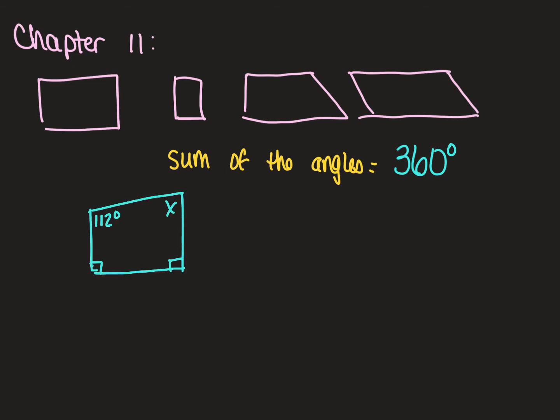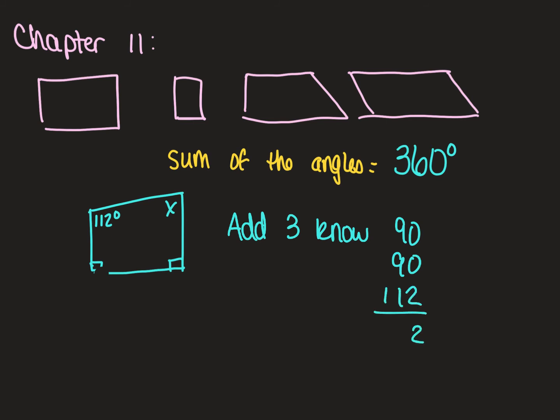Let's take a look at this guy. This is a trapezoid, and the little boxes in the bottom are telling me 90. This one angle is 112 degrees, so we're going to figure out the 4th guy. What are we going to do? Well, we're going to add up the 3 that we know. So in this case, we're going to add up 90 plus 90 plus 112. So that would be 292.